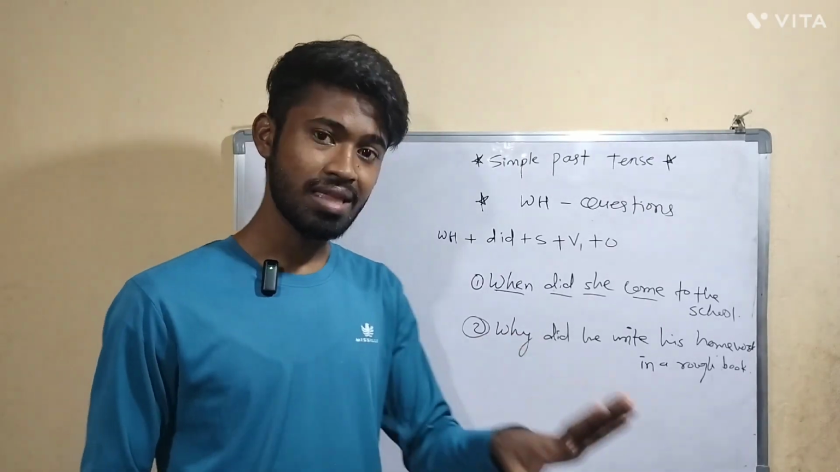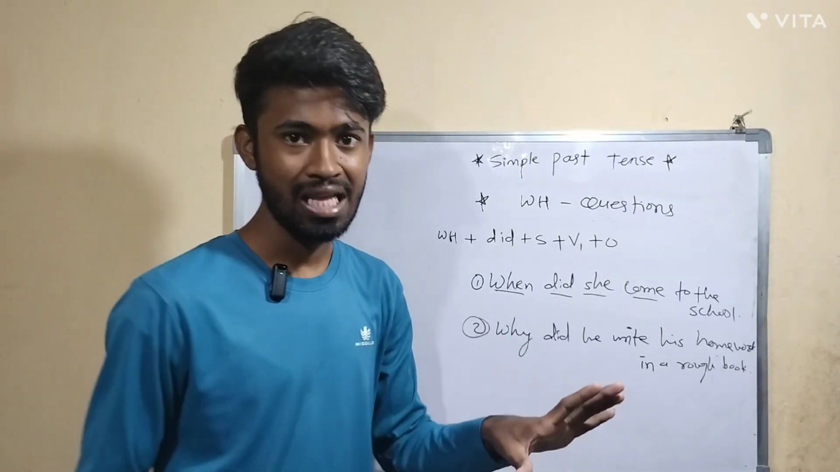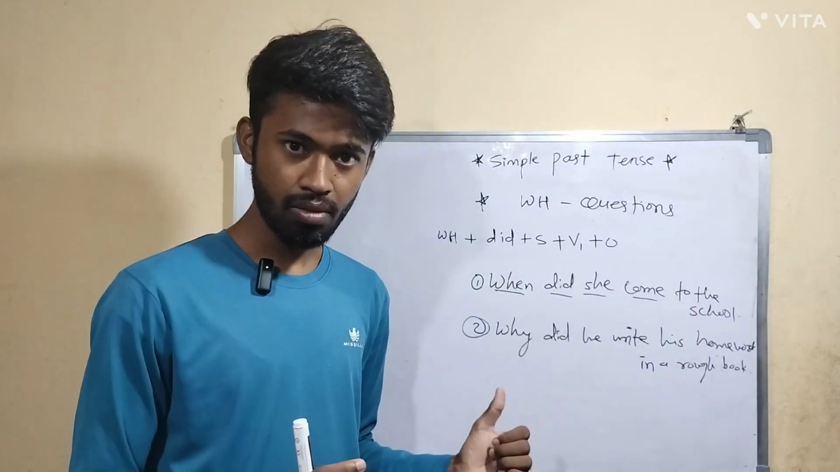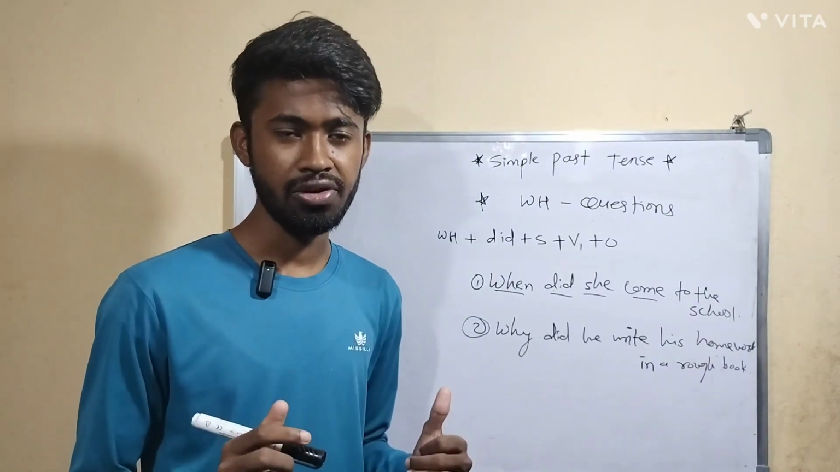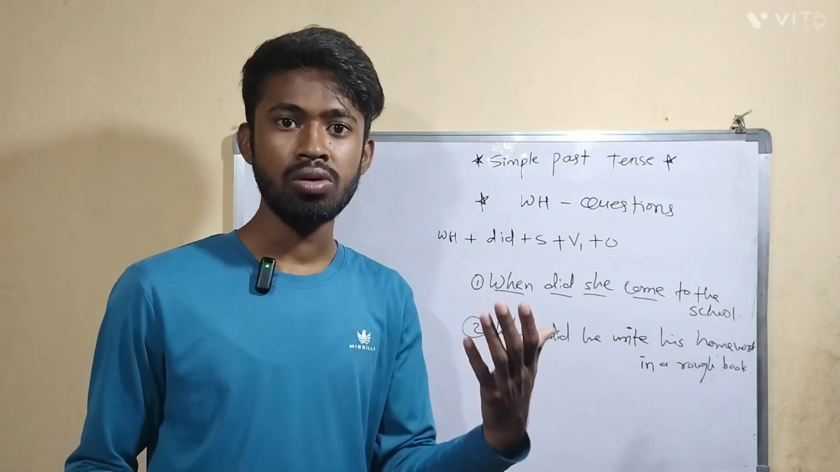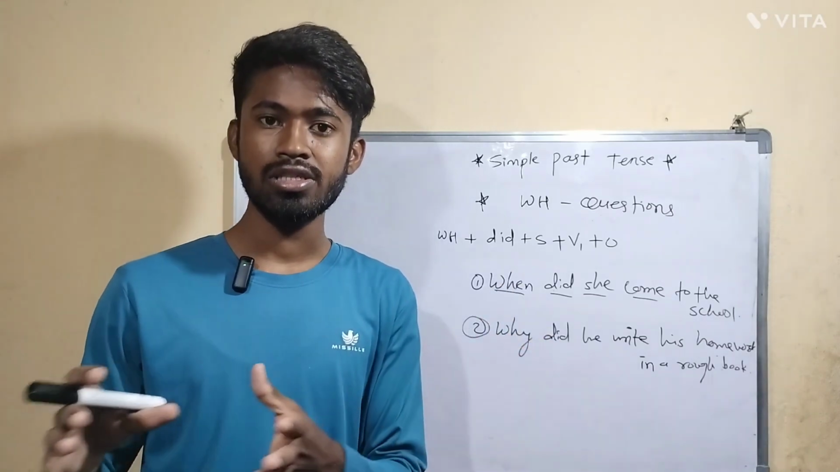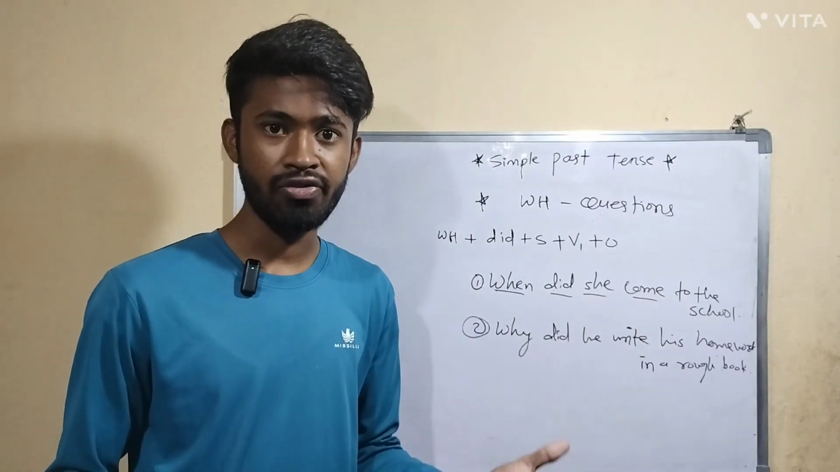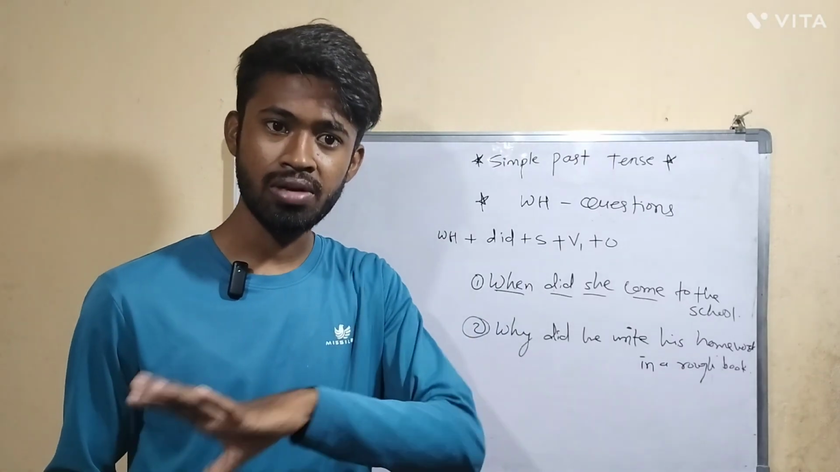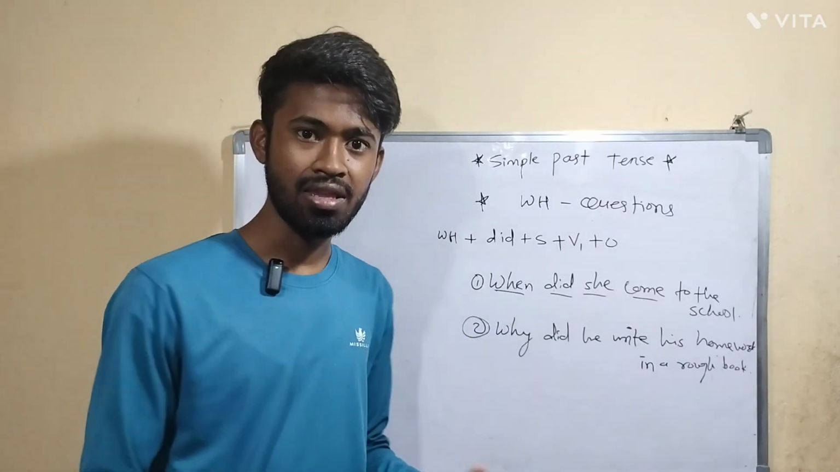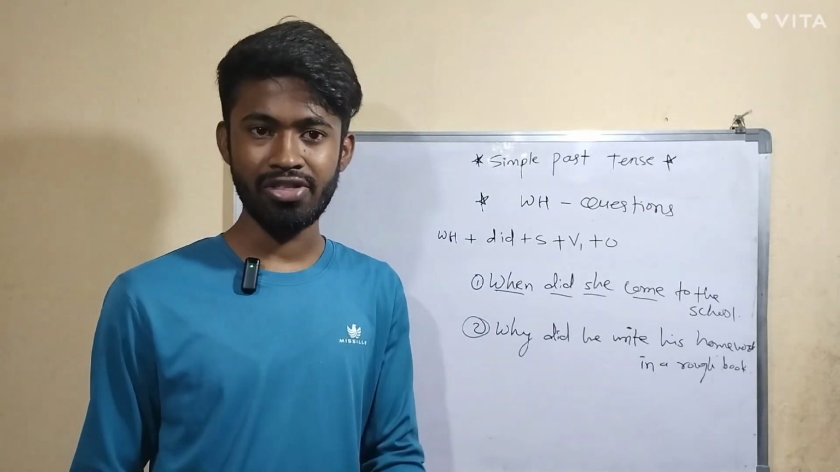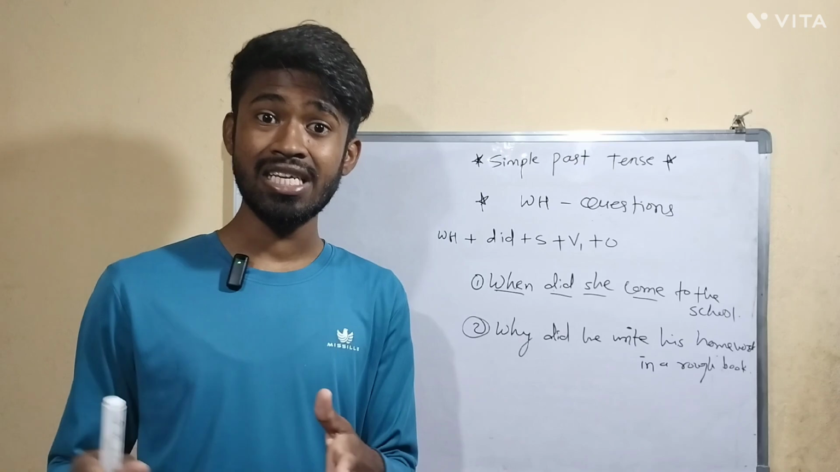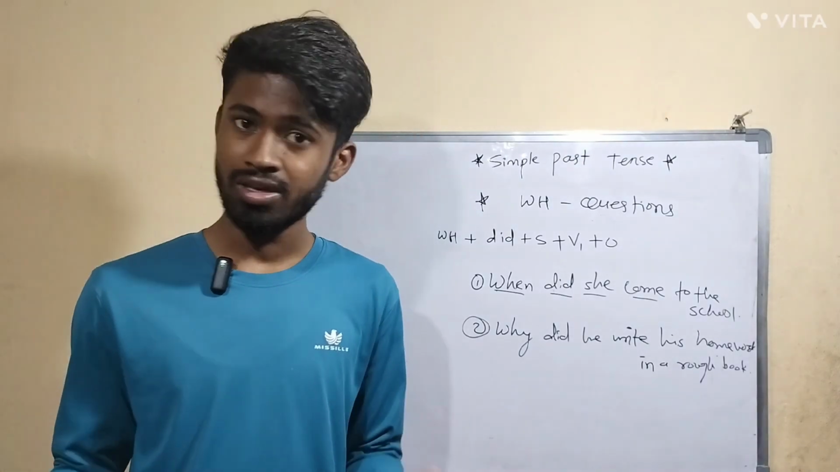So first take positive sentences like she danced at the party yesterday. After that, try to convert that sentence into negative and later into interrogative. What will be the negative for that? She danced at the party yesterday. She did not dance at the party yesterday. And after that, what is the interrogative? Did she dance at the party yesterday?